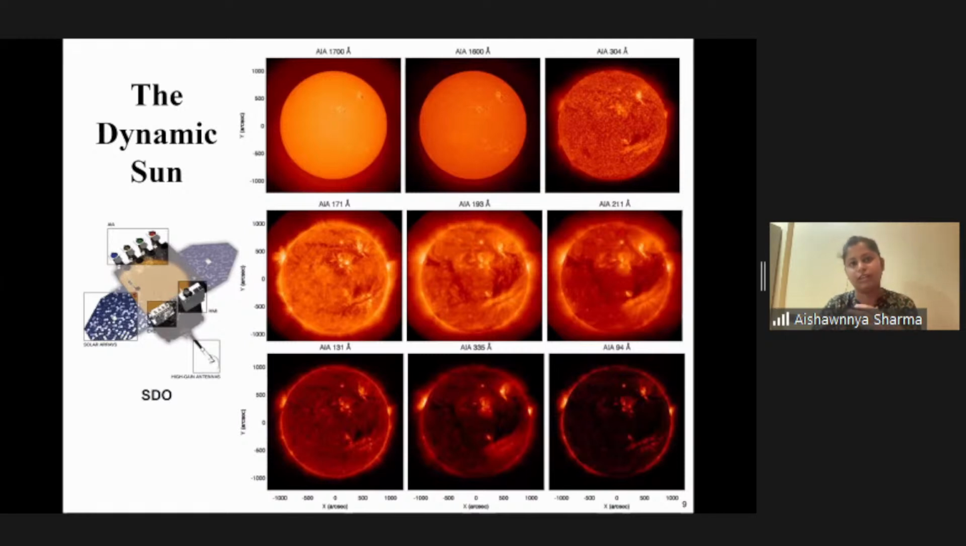So our sun is not like the plain yellow ball that we see from our Earth. It is very dynamic. It's full of many activities. And this is how it looks from space in UV or extreme UV. So, next slide.